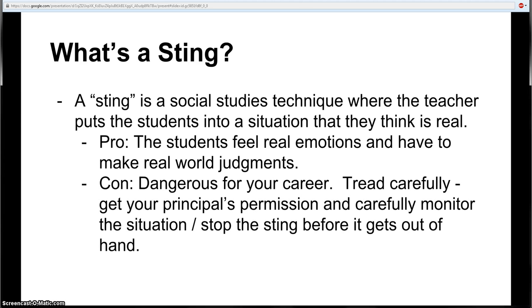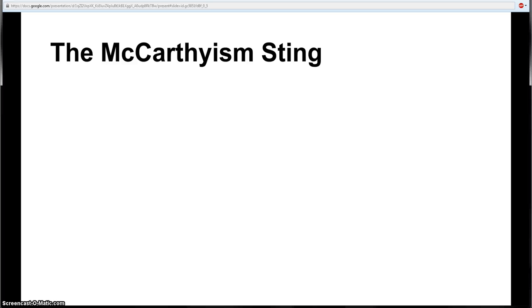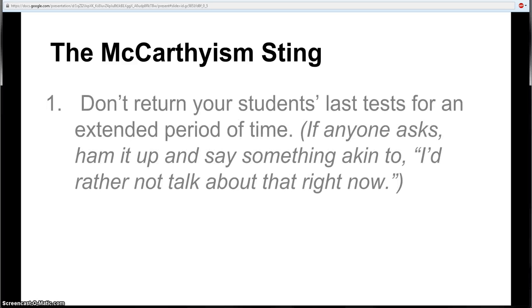What's bad is this can be incredibly dangerous for your career. Tread carefully. Get your principal's permission and carefully monitor the situation and make sure to stop the sting before it gets out of hand. So here's the McCarthyism sting itself.